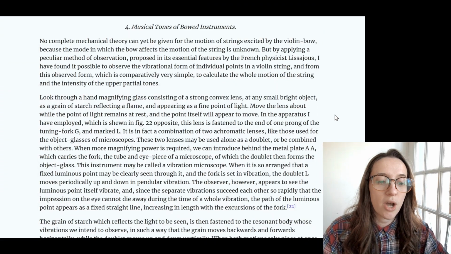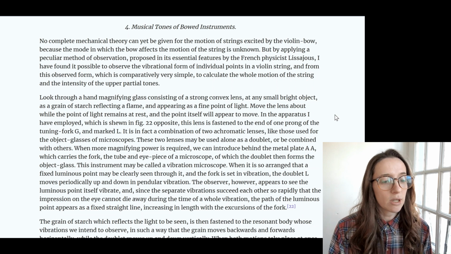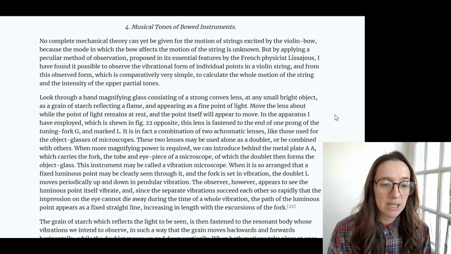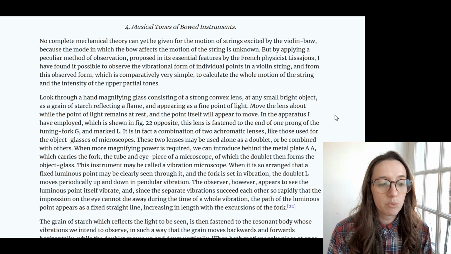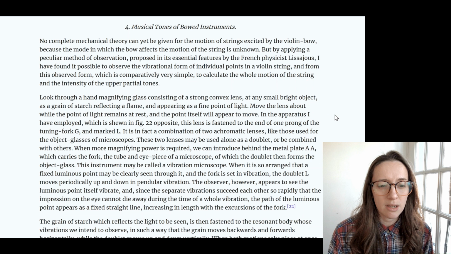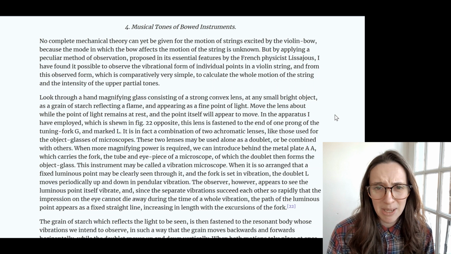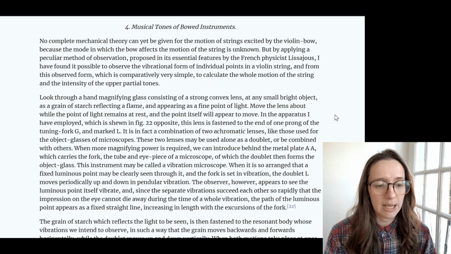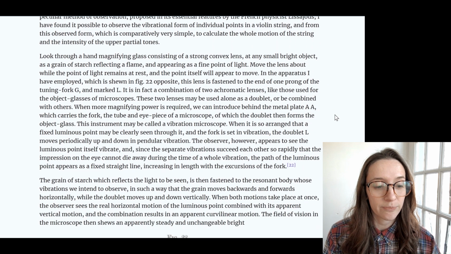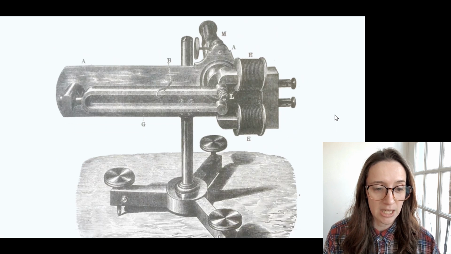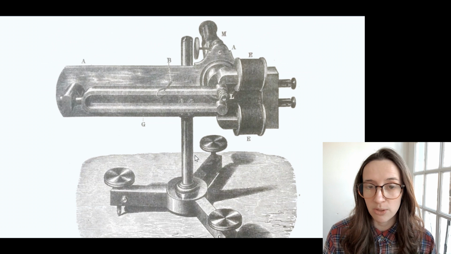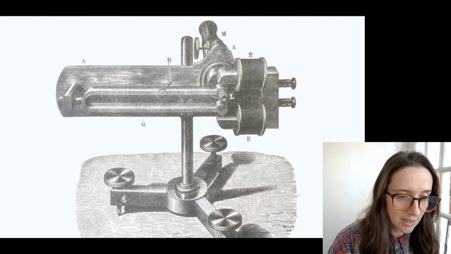4. Musical tones of bowed instruments. No complete mechanical theory can yet be given for the motion of strings excited by the violin bow, because the mode in which the bow affects the motion of the string is unknown. I can't imagine this is true anymore, but Helmholtz used this vibration microscope to observe the vibration of strings.